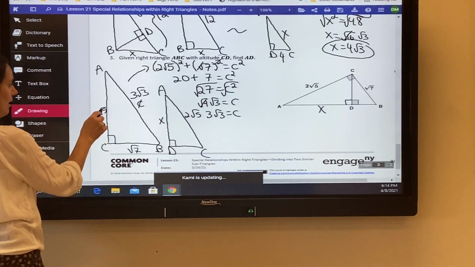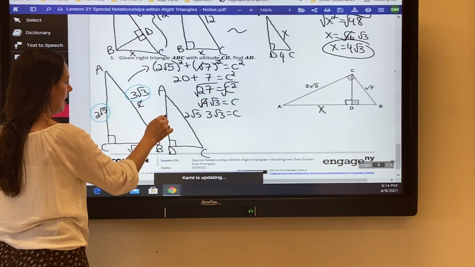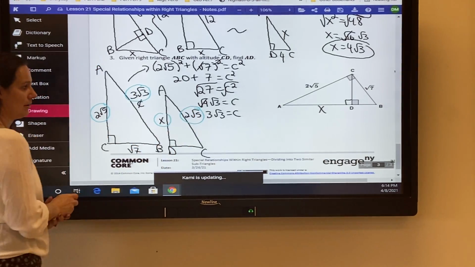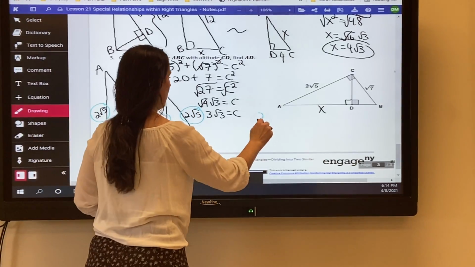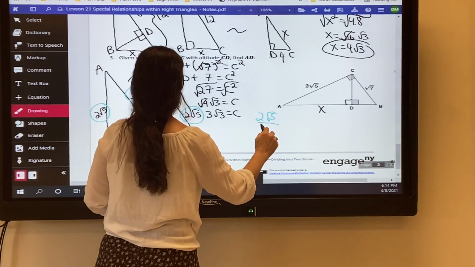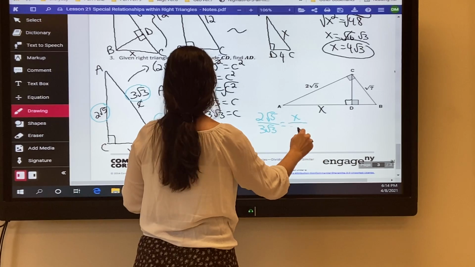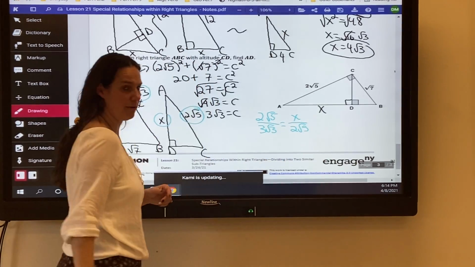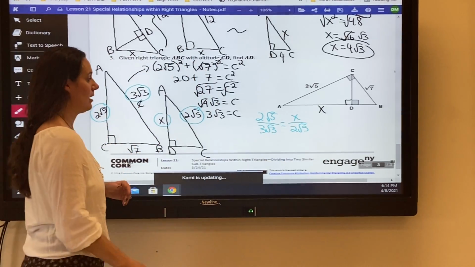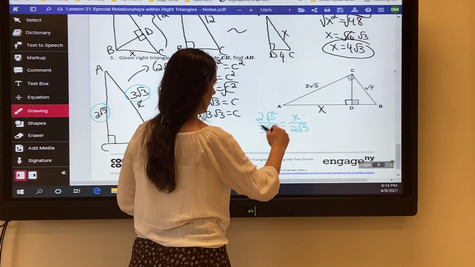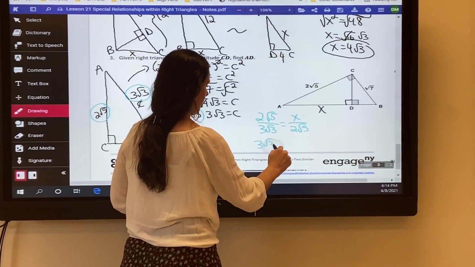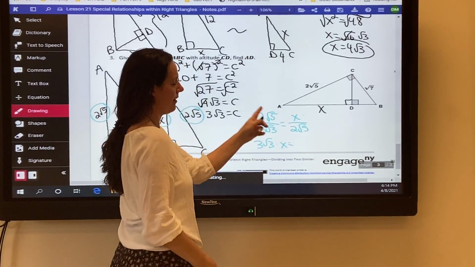Let me circle them for you. I've got long leg, hypotenuse, and I've got long leg, hypotenuse. So I would go long leg of 2 square root of 5 over hypotenuse 3 square root of 3 equals long leg, which is x, over hypotenuse, which is 2 square root of 5. And now I've got to solve that by cross multiplying. So I've got 3 square root of 3 times the x equaling 2 square root of 5 times 2 square root of 5.